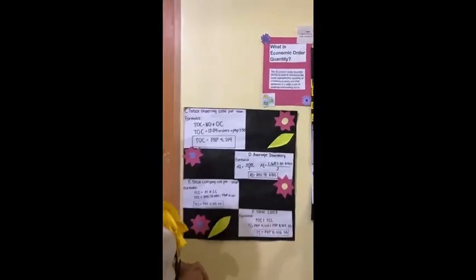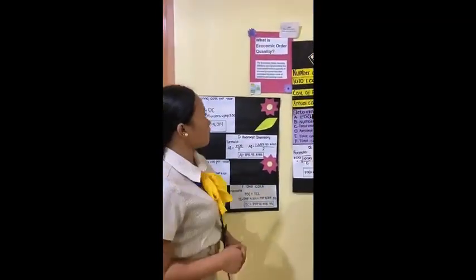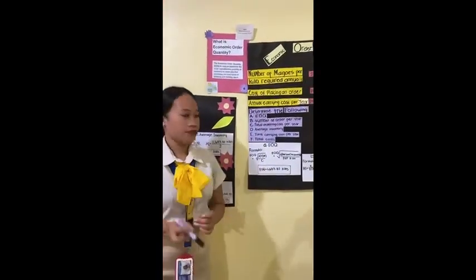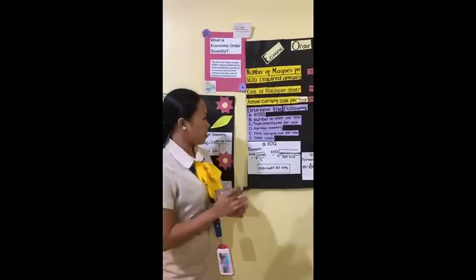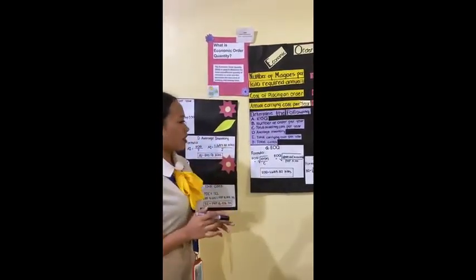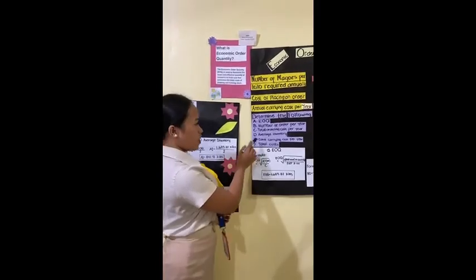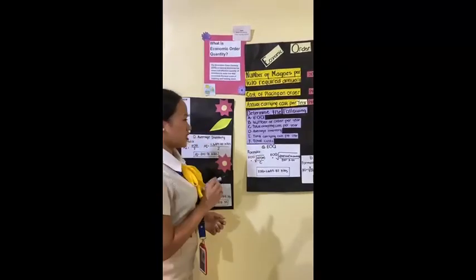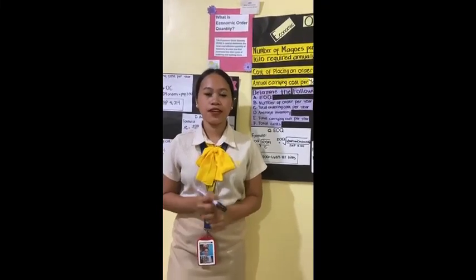Let's proceed to EOQ. Economic order quantity is used to determine the most cost-effective quantity of inventory to order, one that minimizes the total cost of ordering and holding stock. So determine the following, A to F. A is the EOQ, B is the number of orders per year, C is the total ordering cost per year, D is the average inventory, E is the total carrying cost per year, and F is the total cost. So let's proceed to letter A, EOQ.